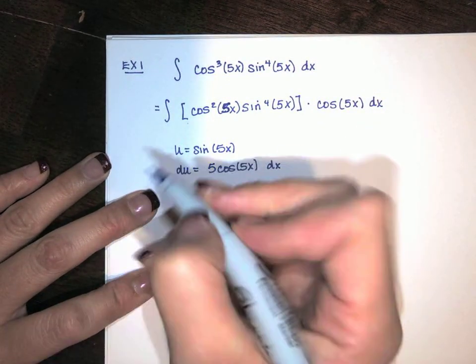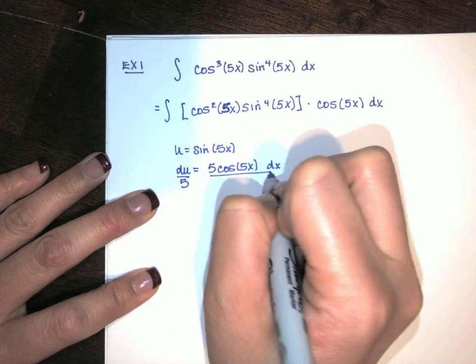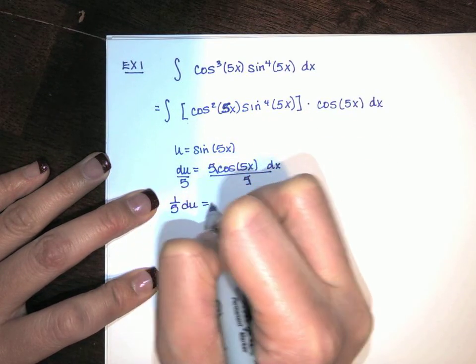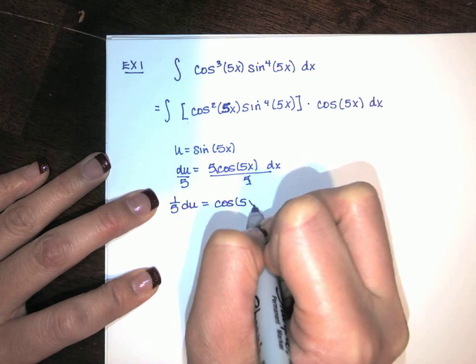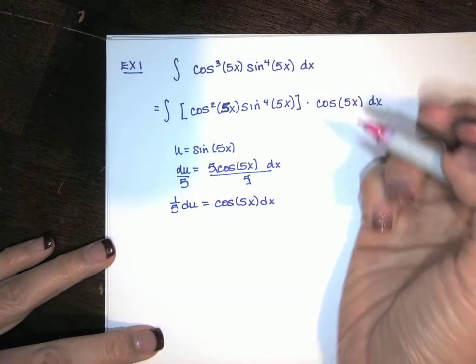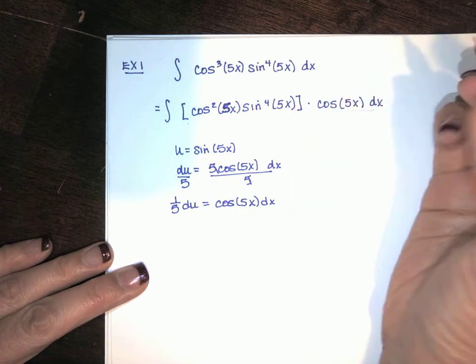And I've got a cosine of 5x dx right there, so I don't really need that 5. So I'll divide both sides by 5 to get the cosine by itself. And we have 1/5 of du is cosine of 5x dx. So this is 1/5 of du.